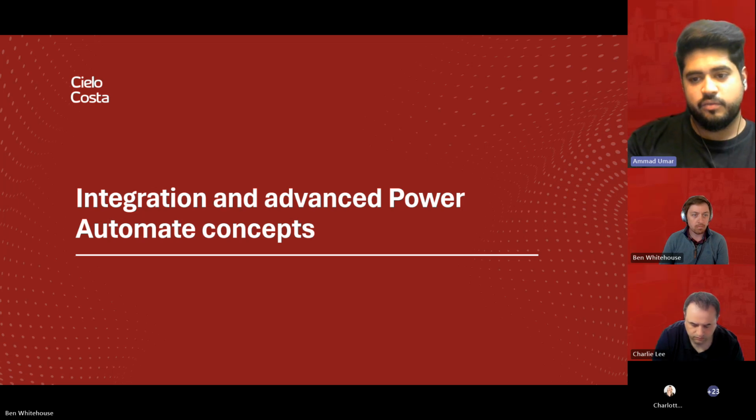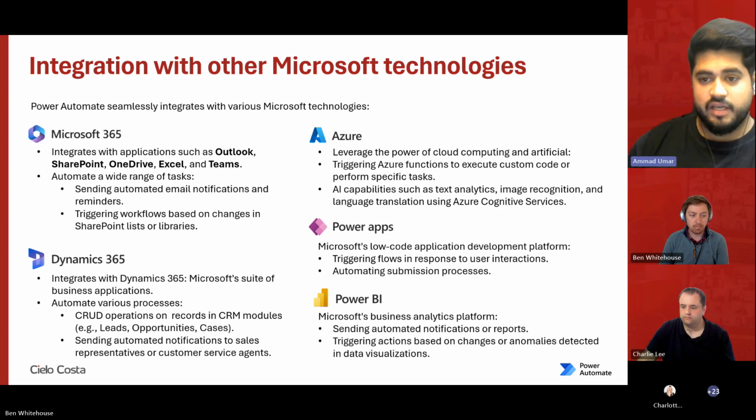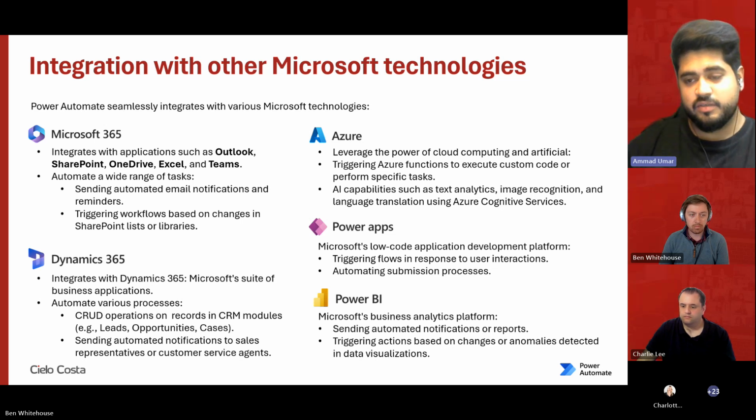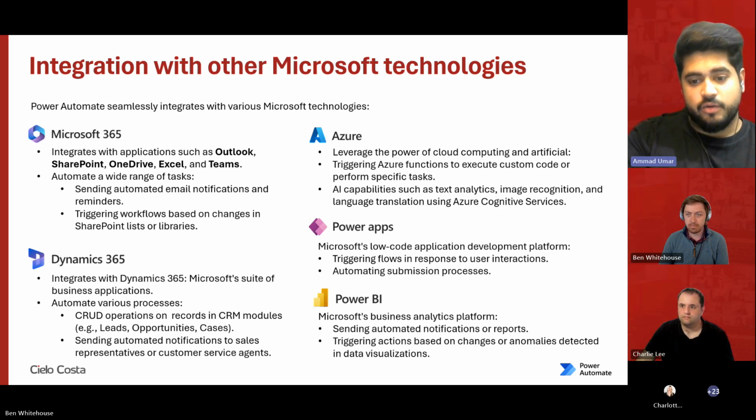Good. So now I think we can talk about integrating Power Automate and a few of the advanced concepts. So next we can talk about how Power Automate can be seamlessly integrated with various technologies within the Microsoft ecosystem. So first, we can take a look at Microsoft 365, where it can integrate with applications such as Outlook, SharePoint, like we've seen earlier, OneDrive, Excel, and Teams.